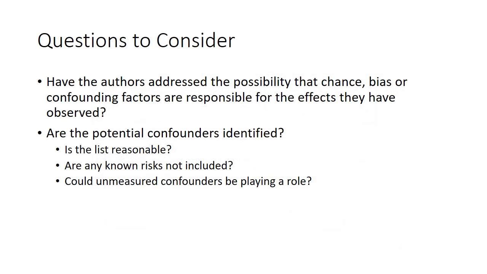So the questions to consider when reading the literature are: have the authors actually addressed the possibility that chance, bias or confounding factors could be responsible for the effects they're observing? If they've identified the confounders, is the list pretty reasonable? Are there any known risks that they have not included that you know about? Or could some unmeasured confounders be playing a role here? Those are always important questions to ask when evaluating the literature and looking for the effects of confounders or bias.